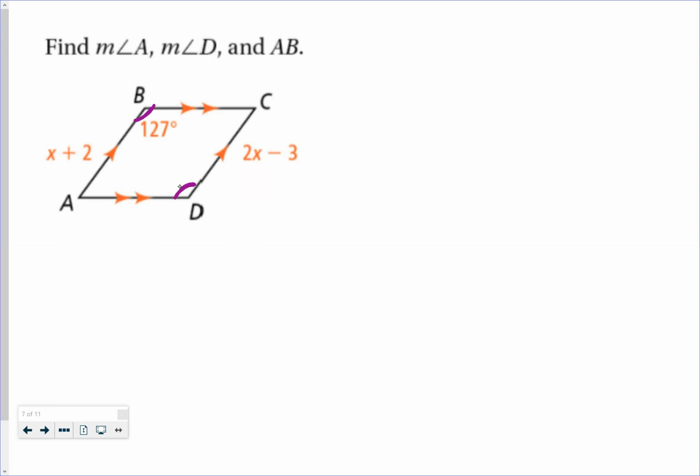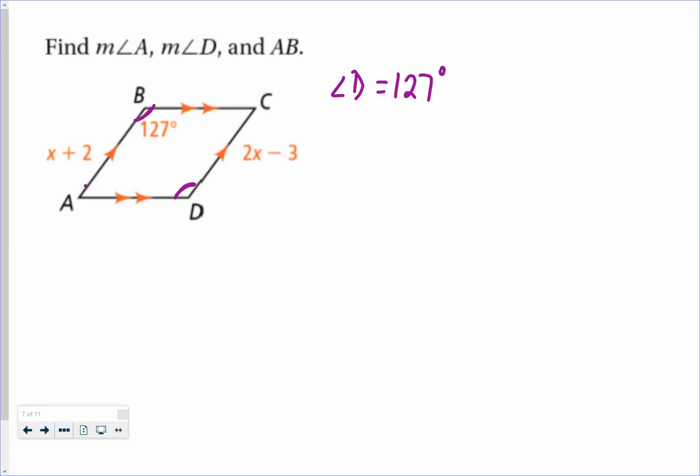Also a note, how do I know that this is a parallelogram? Well, look at the sides. The top and the bottom are parallel to each other because I see the arrows, right? And then the left and the right are parallel to each other. So both sets of sides are parallel, so it's a parallelogram. So I know that angle B is going to be congruent to angle D. So angle D is right away 127 degrees.